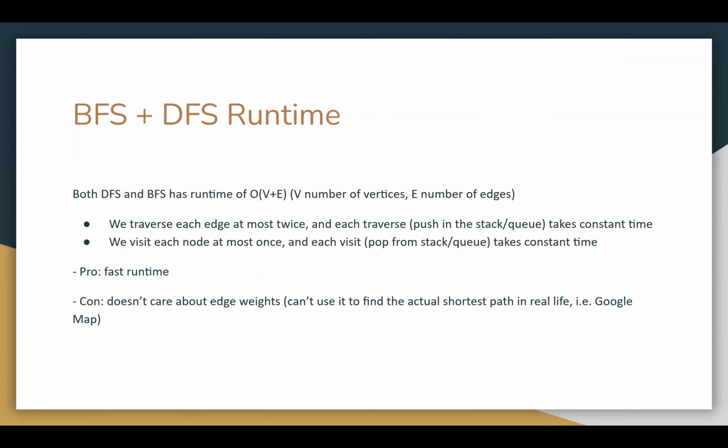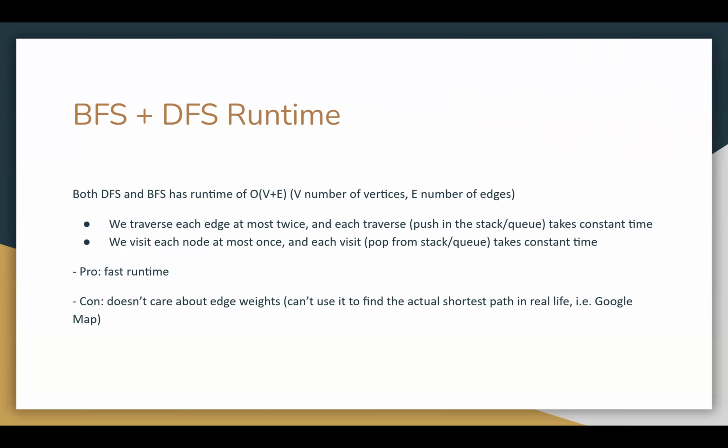Okay, so then we'll talk about runtime before we dive into the question. Both DFS and BFS have a runtime of O(V + E), V being the number of vertices and E being the number of edges. That is because we traverse each edge at most twice, and each traversal, which just means pushing into the stack or the queue, takes constant time. And we visit each node at most once, and each visit, which just means popping from the stack or the queue, takes constant time as well.